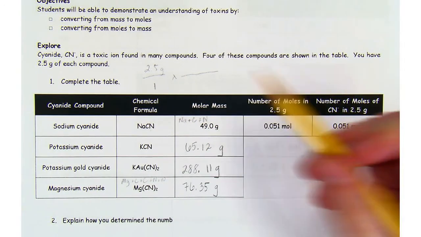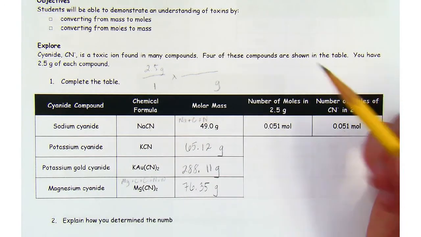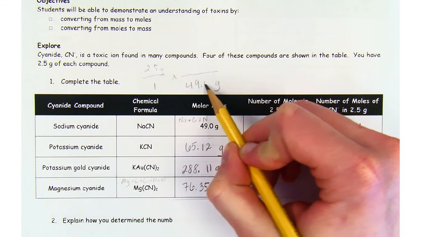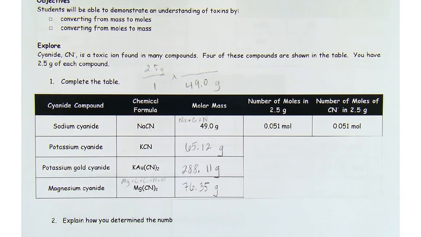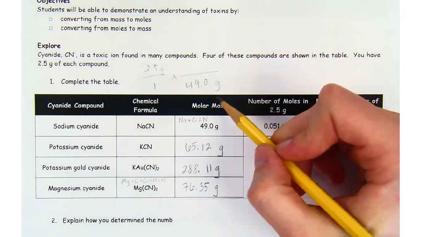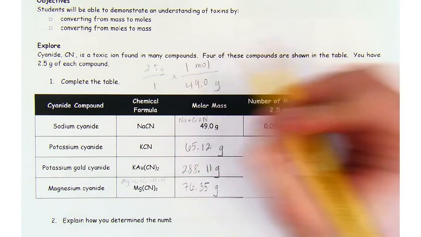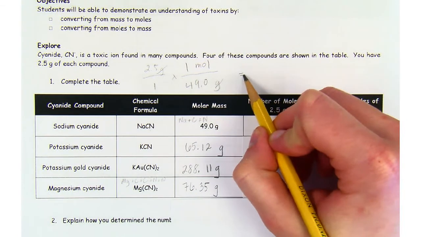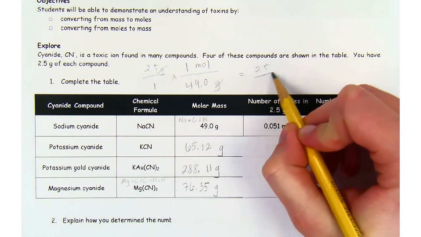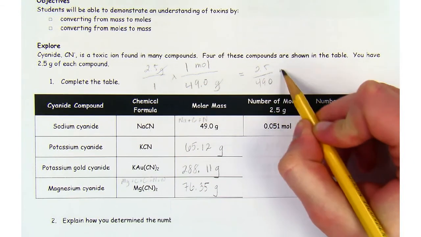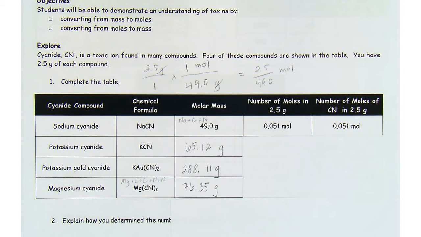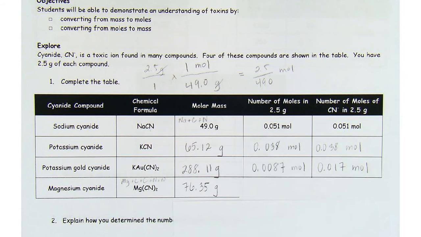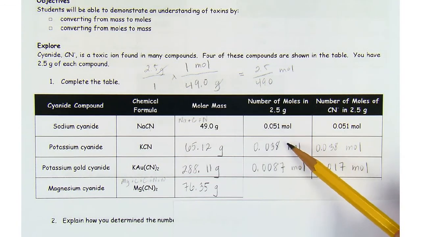I need grams on the bottom so that grams cancel out. I'm going to use the number for sodium cyanide. And molar mass means the number of grams in 1 mole, so 1 mole can go on the top. Grams will cancel out, and you're left with 2.5 over 49.0 moles. I'll leave you to do that on your calculator. If you do it out, you should come out with 0.51. They repeated that for the next 2.